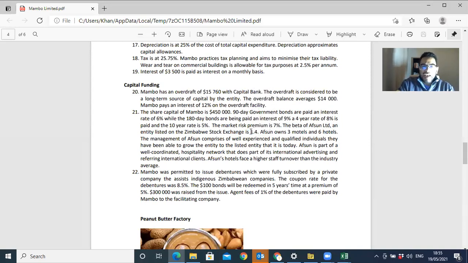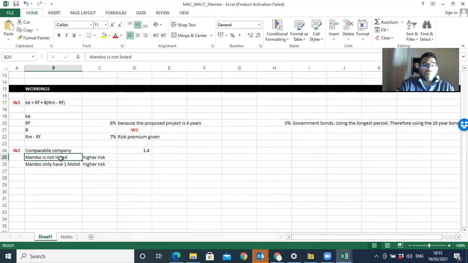Because remember, FSUN's 1.4 is based on what their company is all about. So ours can't exactly be 1.4 because we are not the same as FSUN. So they say FSUN owns 3 motels and 6 hotels. We know we're only going into hotels or motels now. So we're only going to have 1 motel. So as you can see, the first thing we said was Mambo is not listed.